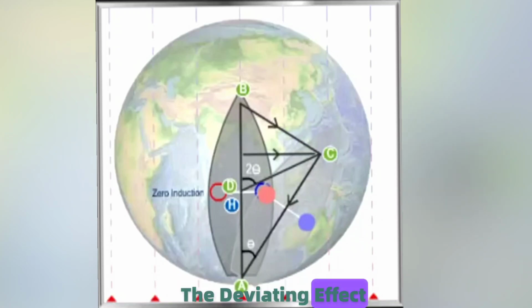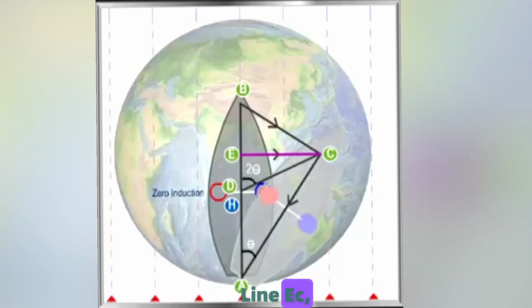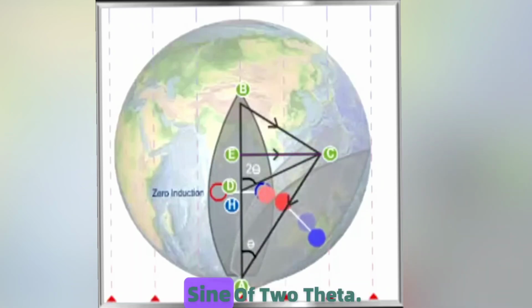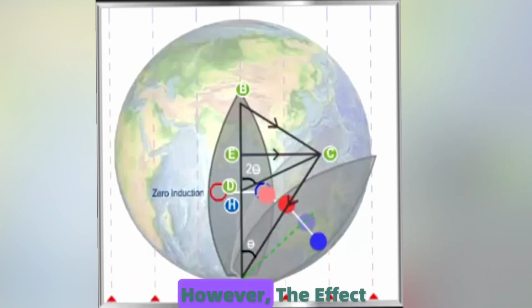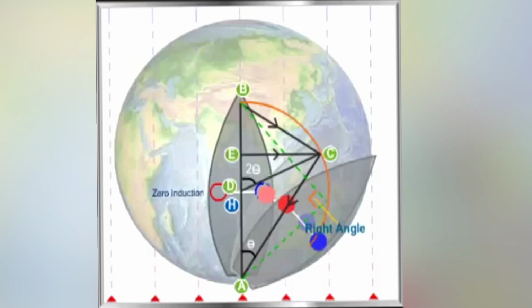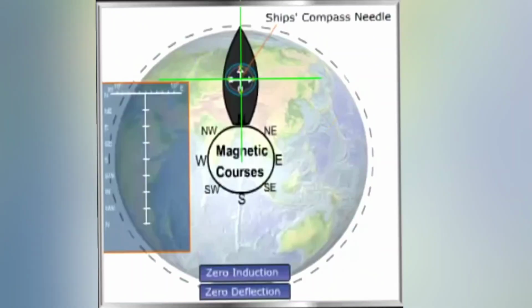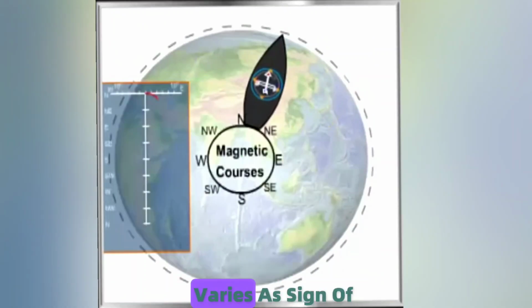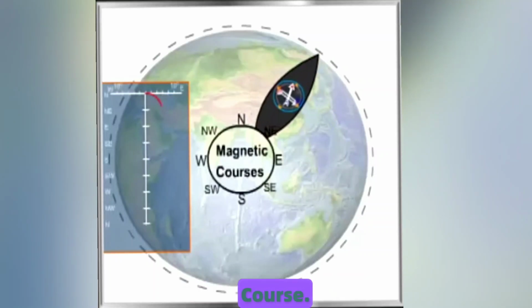The deviating effect of this force is the line EC, which varies as the sine of 2 theta. However, the effect of the E-rod on a compass is opposite to the effect of the negative A-rod. The deviating effect varies as sine of twice the magnetic course.